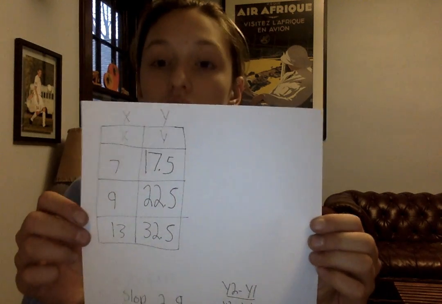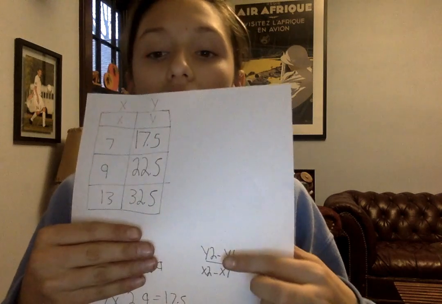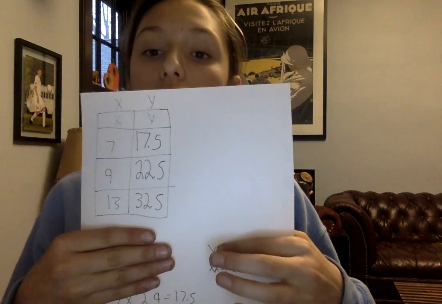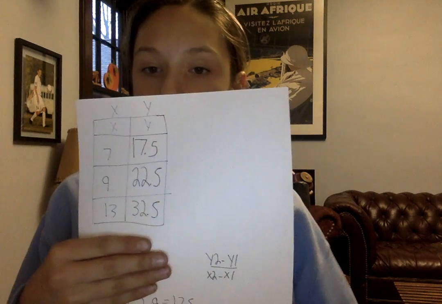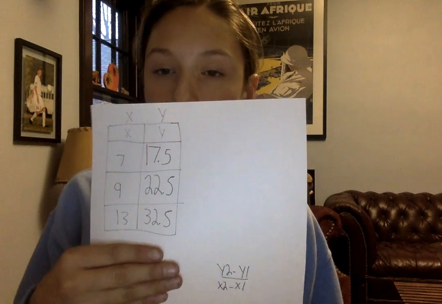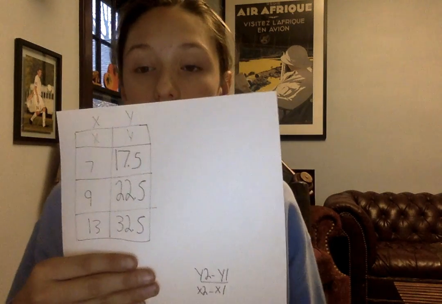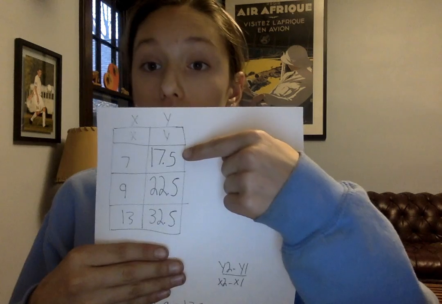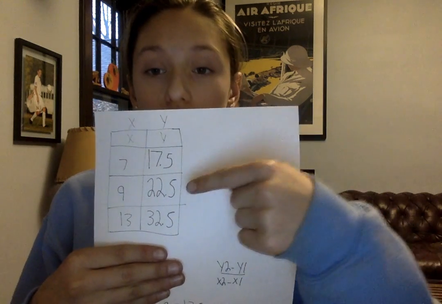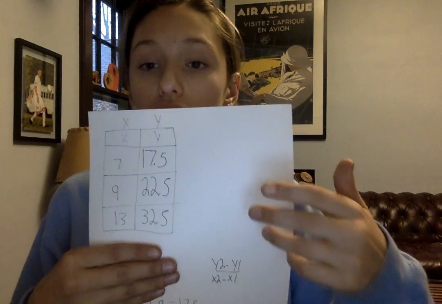So the first thing we need to do is find the slope of this table, and this can be done by the formula y2 minus y1 over x2 minus x1. To decide what's x2, y2, y1, and so on, you need to look at your table. So this is going to be y1 for this problem, and this is going to be y2. We're on the y side of the column, and you're going to choose 2 points.